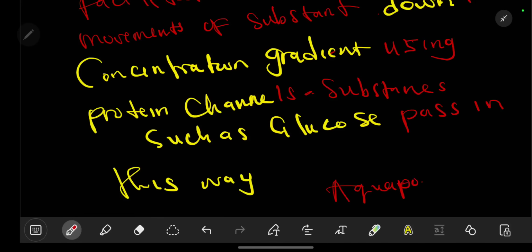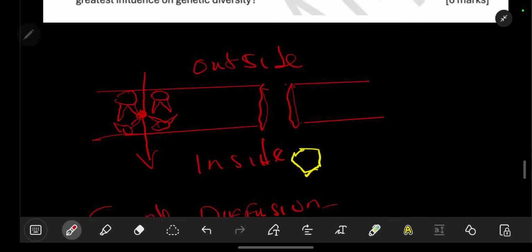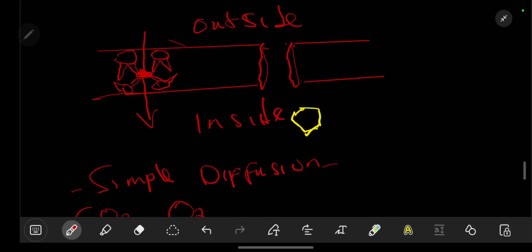So aquaporins are the channels through which water passes, because the tails do not like water, so it is very difficult for water to pass through. Some might pass, but it will be very, very slow. So water uses the same mechanism of using a channel to pass through. A channel only allows certain substances. If it's a water channel, it will only allow water.